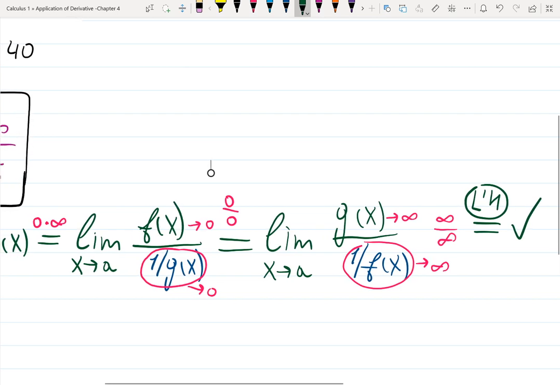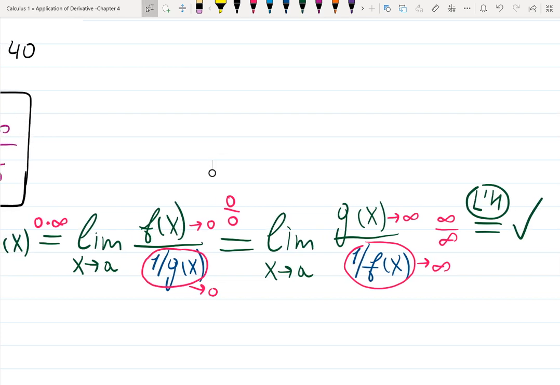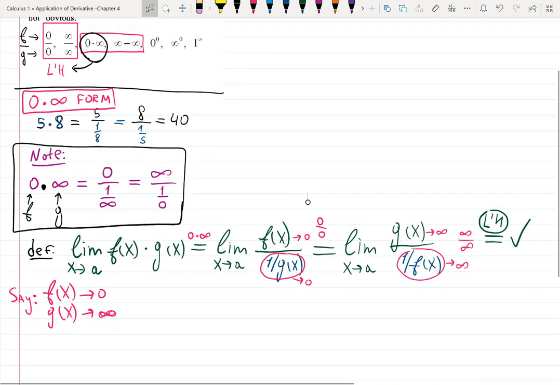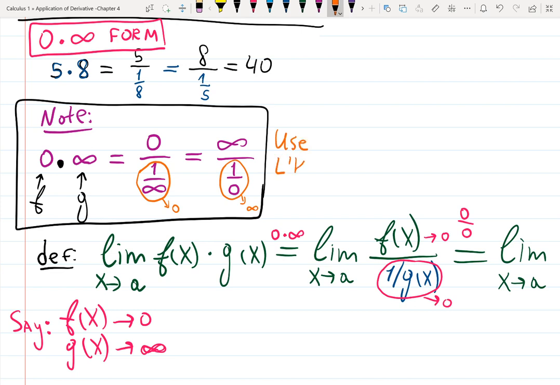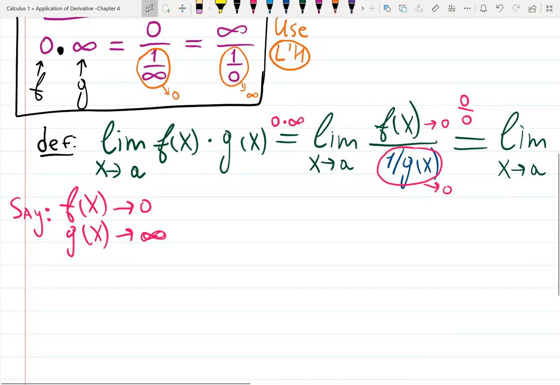L'Hopital's rule means you will differentiate the top and the bottom separately as many times as needed to get the result. So finish the memo. The idea is 1 over infinity over here goes to 0, so it's a 0 over 0 case. 1 over 0 over here is infinity, so it's an infinity over infinity case, and that means now you can use L'Hopital's rule. Make sense? Make sense or not? I think it's easier to explain if you work with an example.